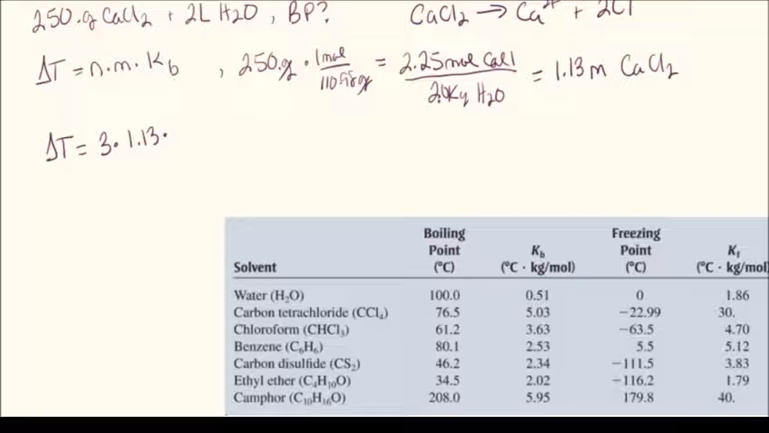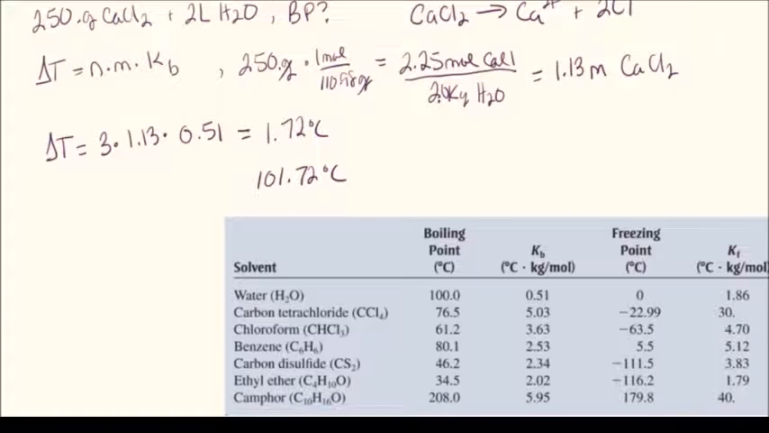I can go down here, look at water. Notice its Kb is 0.51, and that's going to give me a total of about 1.72 degrees Celsius. Now, this is obviously not the boiling point of water. This is the change in boiling point. So I have to look at my boiling point of water, which you probably already know, but it's here on the table, and I have to add this to that. And so my actual new boiling point is going to be 101.72 degrees Celsius.